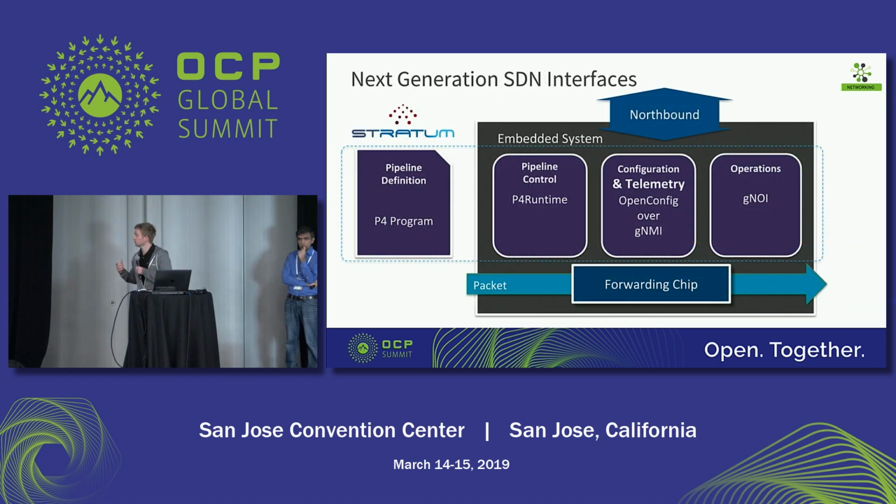So putting this all together, we have a pipeline definition for fixed function and programmable ASICs that we're doing in P4. To control that pipeline at runtime, we have a gRPC interface called P4 Runtime, which is a collaboration between Google and the P4 language consortium and many of its members. We do configuration and streaming telemetry through gNMI using the OpenConfig model set. And then for operations, we've got a set of microservices under the umbrella of gNOI. Stratum is an implementation of these interfaces that's intended to be done in a vendor agnostic way: switch vendor, ASIC vendor, and platform vendor.